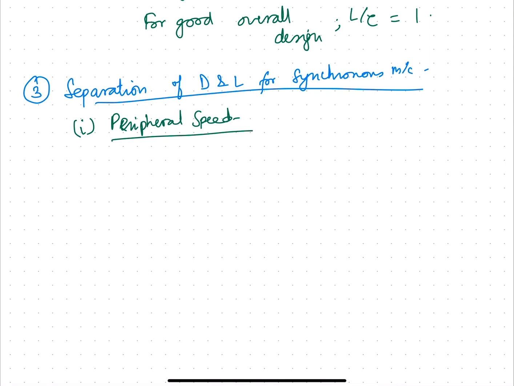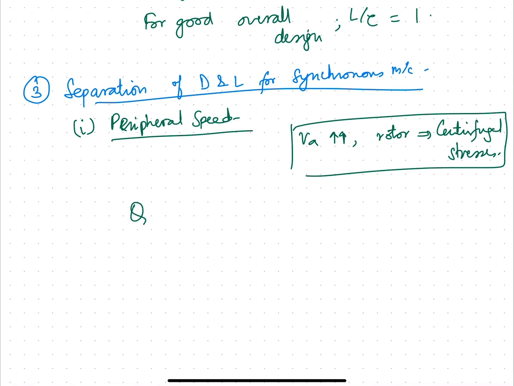So if this VA is very large, what will happen? A rotor may have centrifugal stresses, so this may happen. So what we do, we write this output equation in terms of the peripheral speed. We write the equation Q is equal to 11 times BAV times AC times KW times 10 to the power minus 3 D square L ns. This is from the previous lectures, we have already derived these relations. We have also mentioned that this peripheral speed is equal to pi D ns.